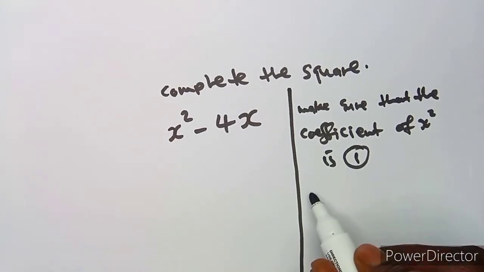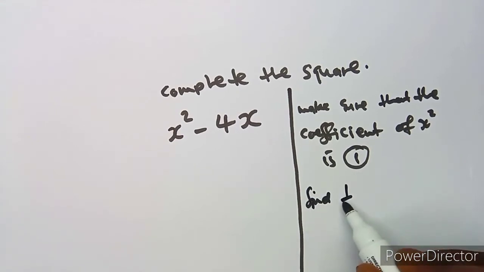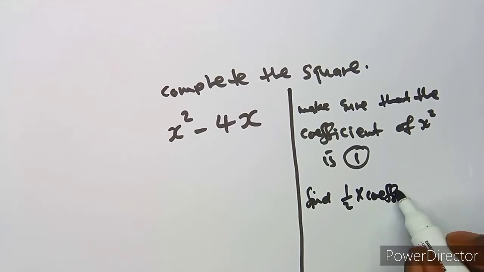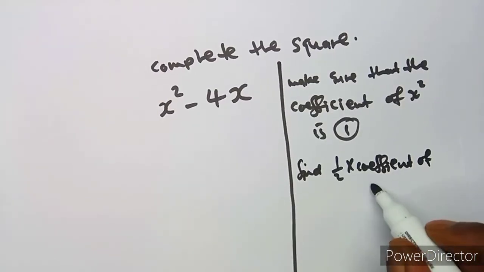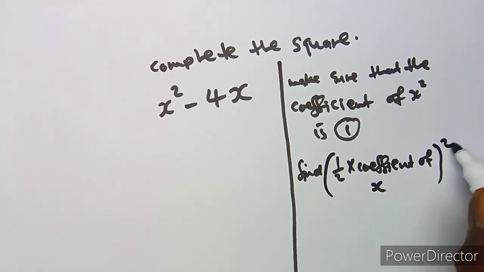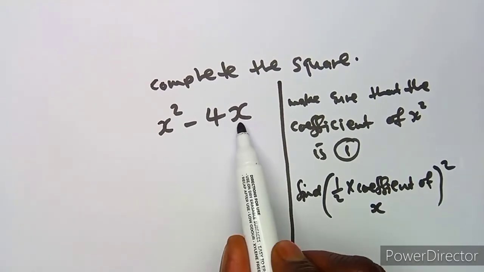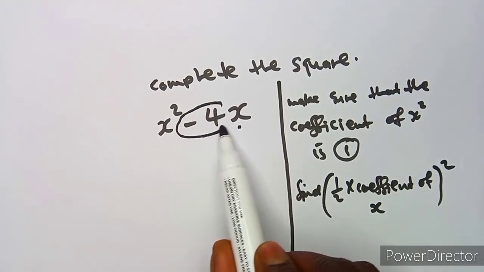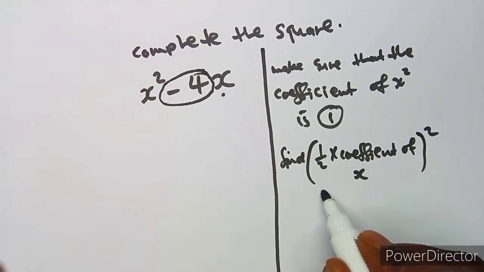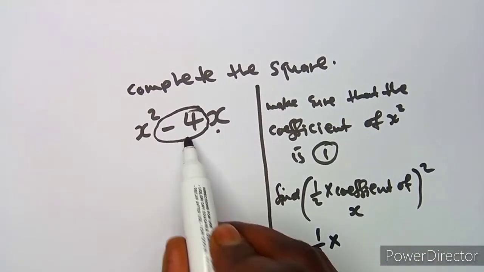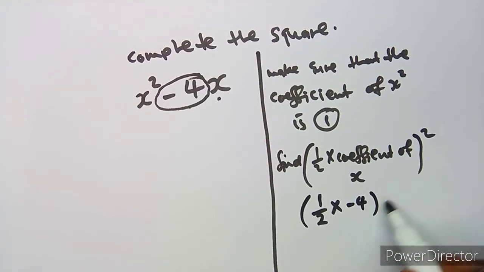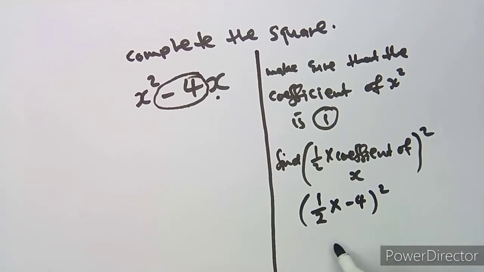Then what are you going to do? You're going to find, in this case, half the coefficient of x. So this is what is important. Half the coefficient of x, then you square that half. When we say the coefficient of x, we are referring to x, not x squared. So the coefficient is this number here that is affecting x. So you find half of that number, which is half of minus 4, then you square. Half of minus 4 is what? Is minus 2, squared. Yes, you know that minus 2 squared is equal to 4.